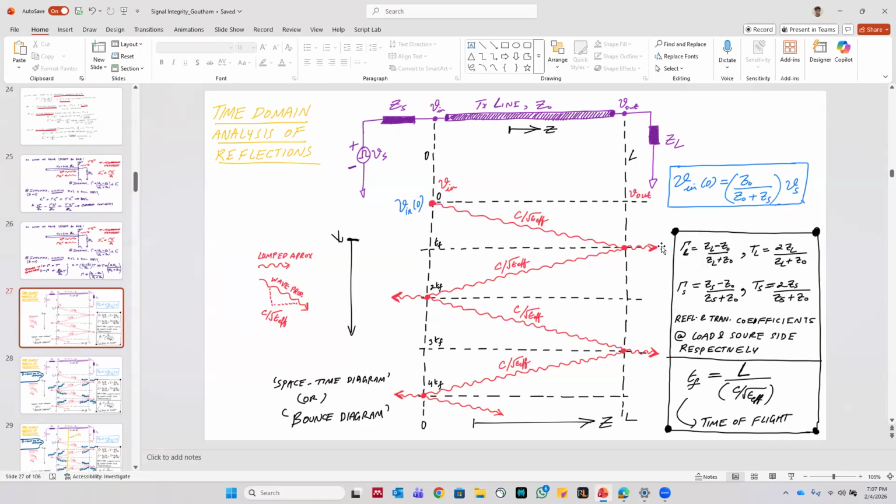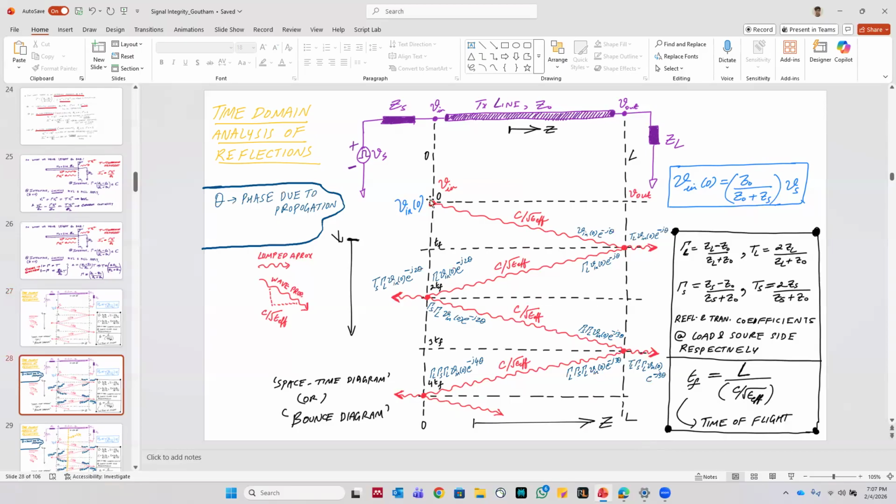And then here some is getting transmitted, some is getting reflected, and it keeps bouncing back and forth like this, right? And this keeps going on to infinity. But every time it keeps going, the signal is slowly building up. So now let's add some expressions here.